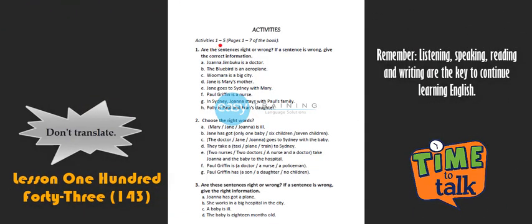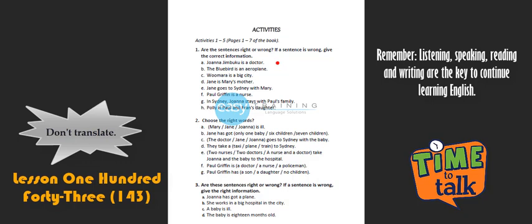Activities 1 through 5 are associated to pages 1 through 7 of the book. In activity 1, you must find whether these sentences are right or wrong. If the sentence is wrong, you must give the correct information by writing and talking.